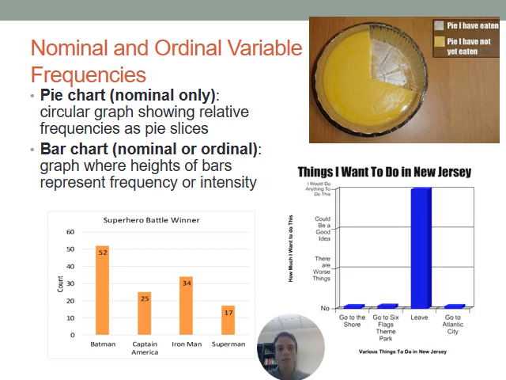Bar charts, as I mentioned, can also represent the intensity of things rather than frequency. An example of that would be this graph about things I want to do in New Jersey, where there are various places you could go, and instead of counting something and showing that on the y-axis, we are showing intensity, ranging from no to worse things to could be a good idea to I would do anything to do this. And the maker of this graph would really like to leave New Jersey. Personally, I've been in New Jersey for 5 years now, and I think it grows on me a little bit more each year. And I would no longer be in that leave category.